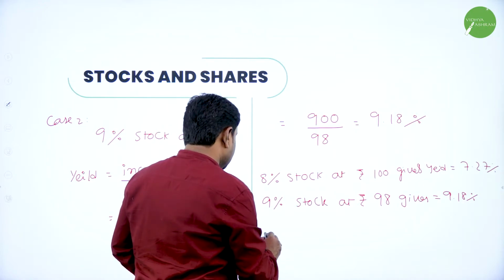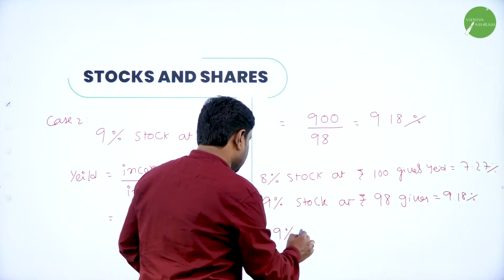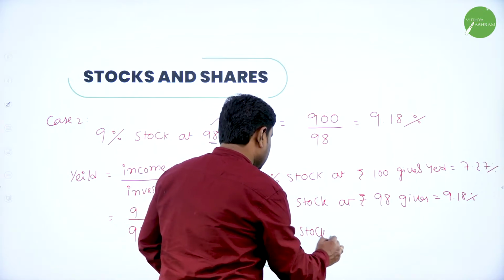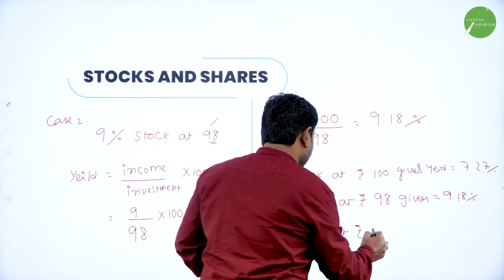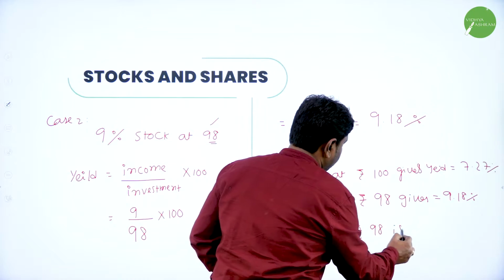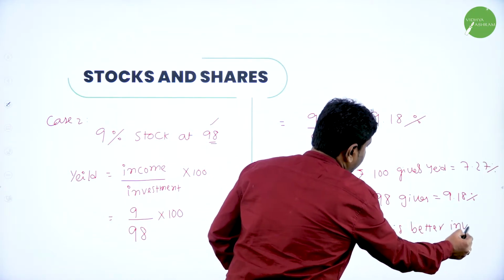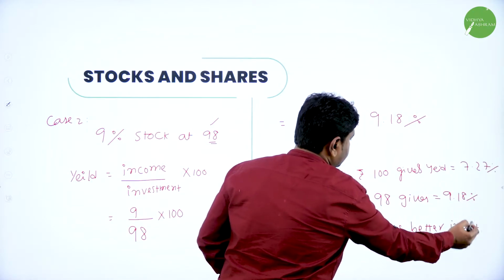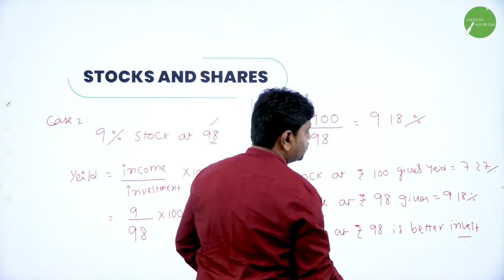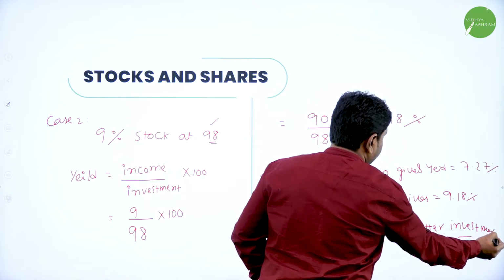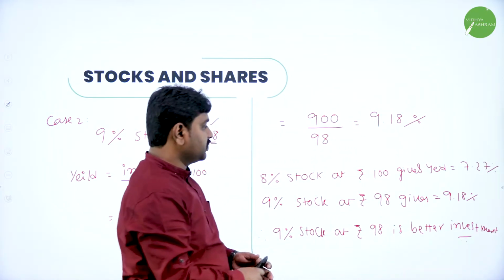Therefore 9% stock at rupees 98 is better investment. Which is better investment? The one with more yield is better investment. In these two cases, the better investment is for the second case. And second case is giving you an yield of what?